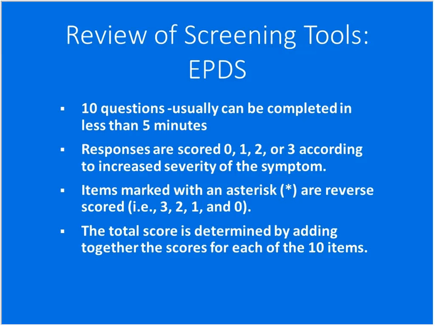One more. So this tool has 10 questions that can easily be completed in less than 5 minutes. Again, the responses are similar to the PHQ-9. They're scored 0 to 3. It's important to note that there's a couple items that have an asterisk, and those are reverse scores, so you're going to score them in the opposite way. And then the total score is determined by adding the scores for each of the 10 items.